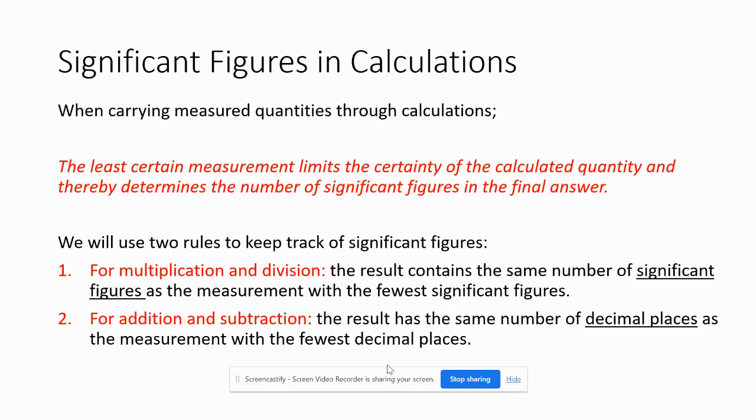Significant figures in calculations. When carrying measured quantities through calculations, the least certain measurement limits the certainty of the calculated quantity and thereby determines the number of significant figures in the final answer. We will use two rules to keep track of significant figures. For multiplication and division, the result contains the same number of significant figures as the measurement with the fewest significant figures. For addition and subtraction, the result has the same number of decimal places as the measurement with the fewest decimal places. Let's go through a few examples.